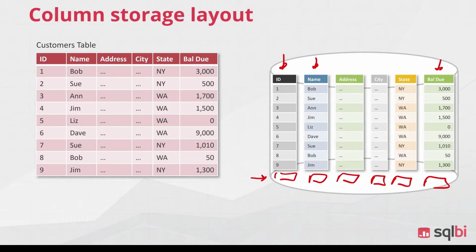When you create a report, usually you don't have to include all the columns. You might want to include only, for example, the state, and you want to group by state, and you want to sum the balance due. And if you do that, you don't need to read the other columns of the model. So you could save time by only requiring from the storage only the columns that you want.